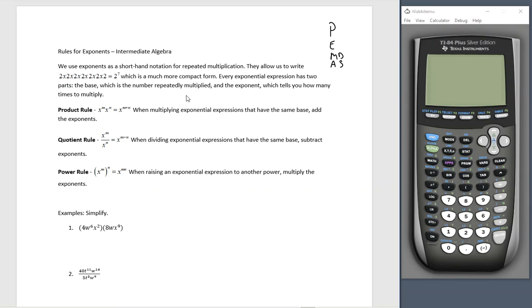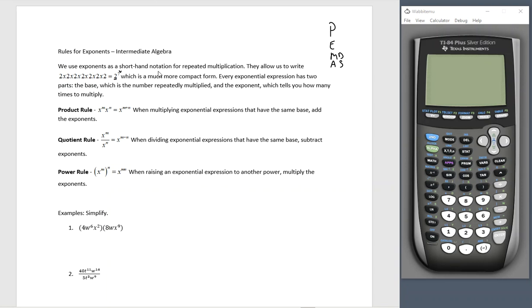All right, so they're lined up kind of on top of each other. Every exponential expression has two parts. The base, which is, in this case, 2, and it's the number that's repeatedly multiplied. All right, that's what we multiply over and over and over again. And the exponent, which tells us how many times to multiply.